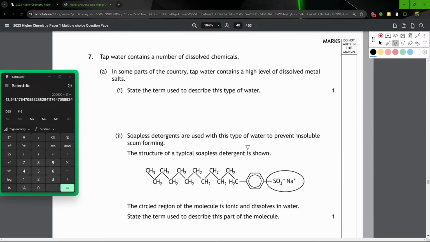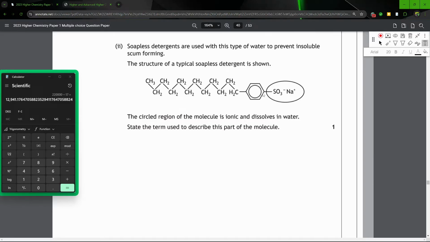Seven, tap water contains a number of dissolved chemicals. In some parts of the country, tap water contains a high level of dissolved metal salts. State the term to use to describe this water. Oh, I love this one. It's hard water. Yeah, that's the kind of water I want.